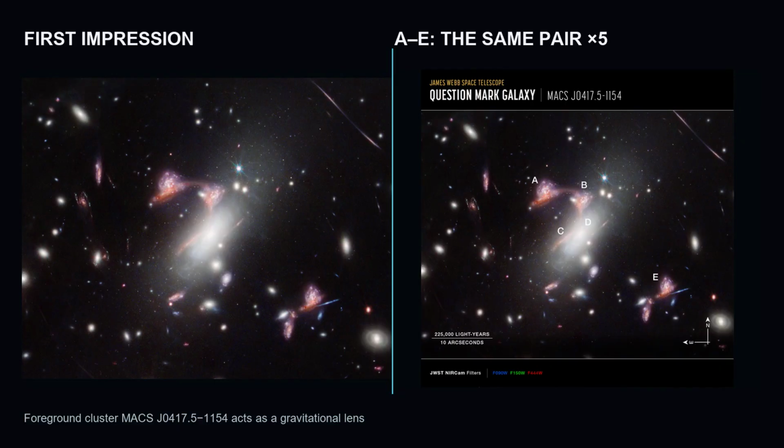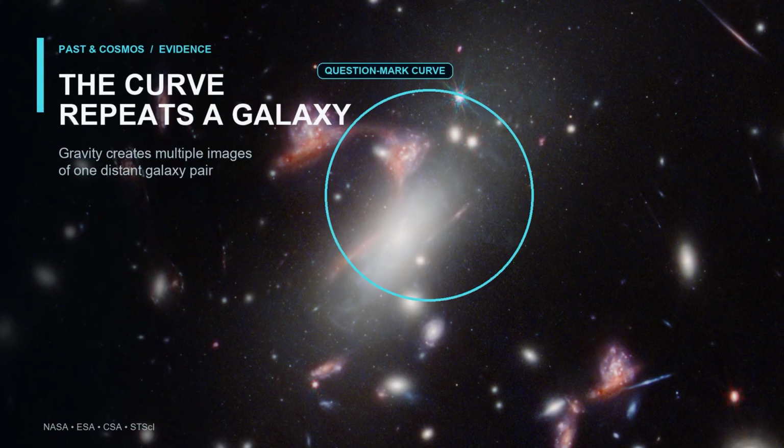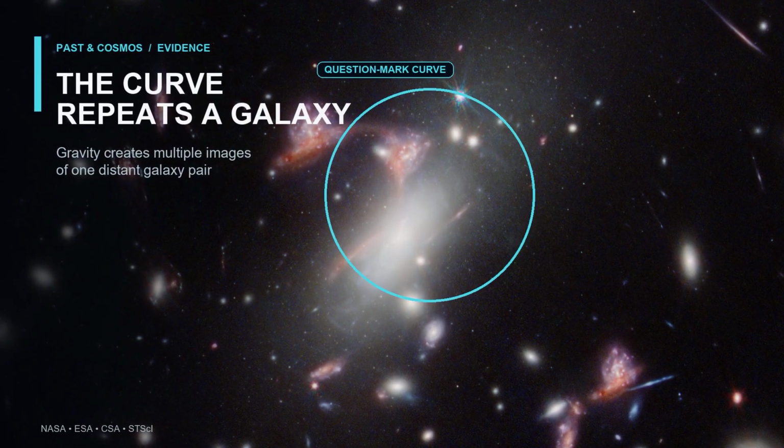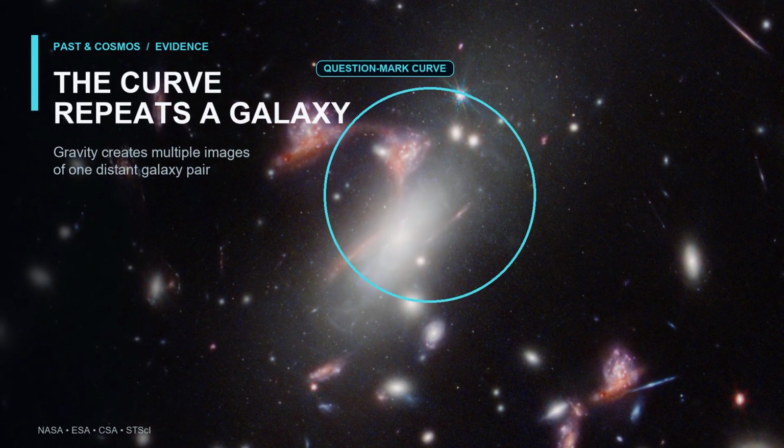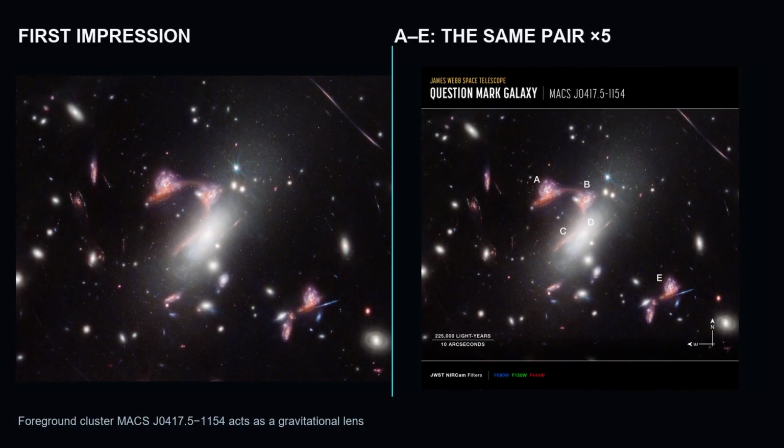Webb detected infrared light. The displayed colors assign visible colors to different infrared filters so researchers and viewers can compare structure. It is one galaxy pair, copied across the image by gravity.